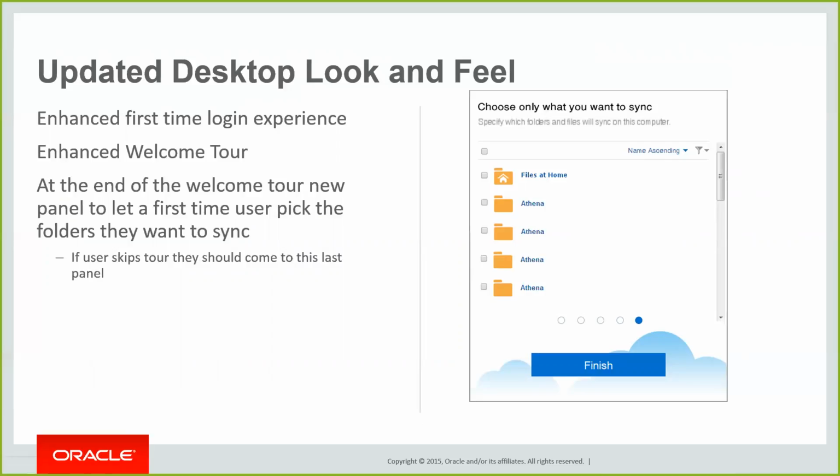So you have this interface at the end of the welcome tour when you are selecting what folders you want to synchronize with the local machine. So you can choose directly what files you want to have when you are going offline.